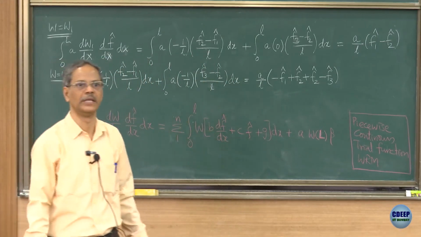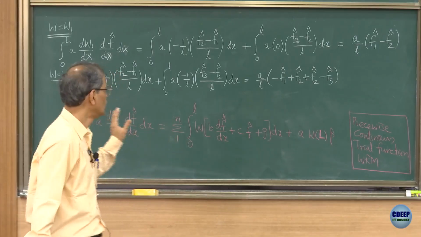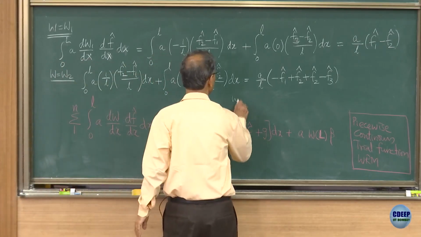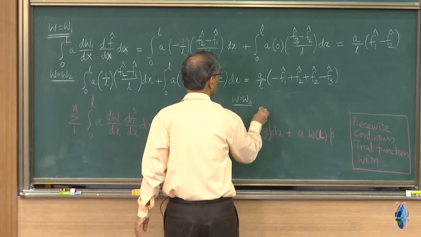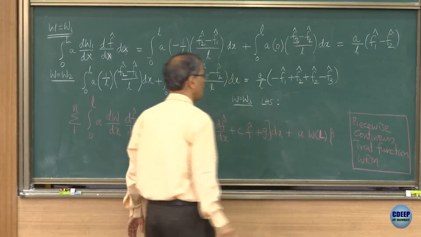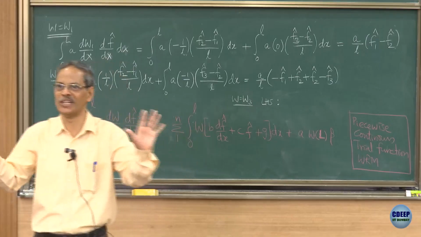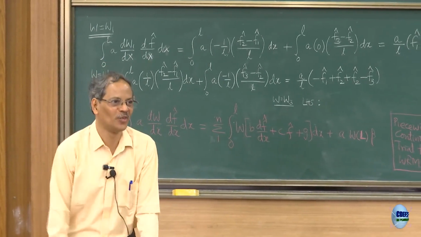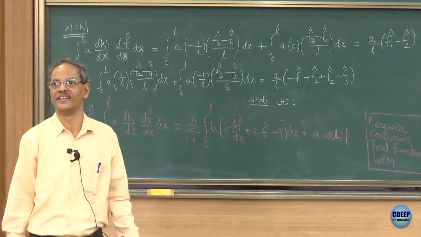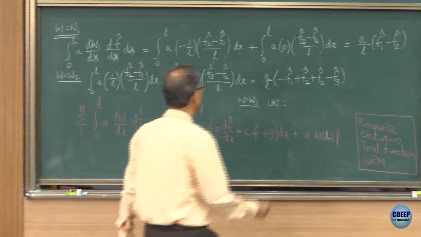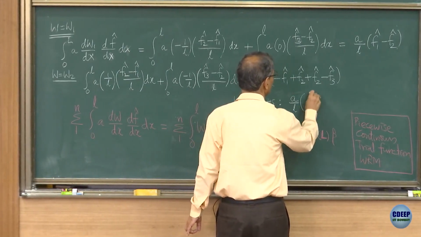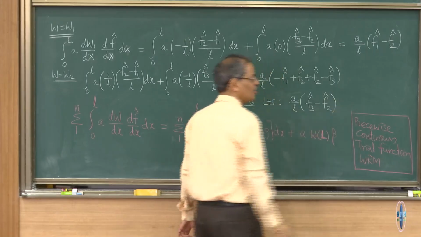Fine. Any doubts? Could you do it for W3 and tell me what you get? If W is W3, what do you get? Left hand side will be what? Can you guess what it is without doing it? Don't rush to do it, just see what we got. A by L will be there. F3 hat minus F2 hat.